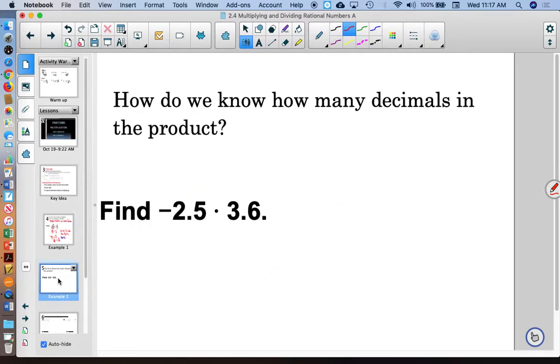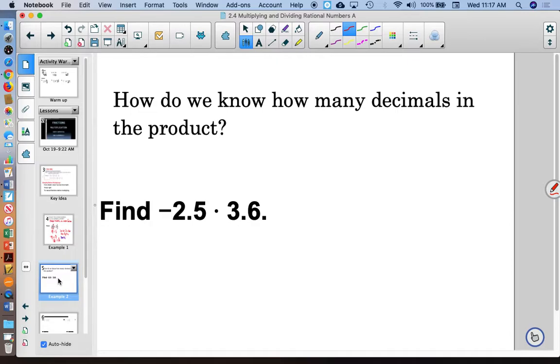How do we know how many decimals are in the product when we're multiplying decimals? We've multiplied decimals before. How do we know how many decimals are in the product of this particular one? How would we know it? I've got Cole and Ben, and they know how to know. And Kaylee knows how to tell.